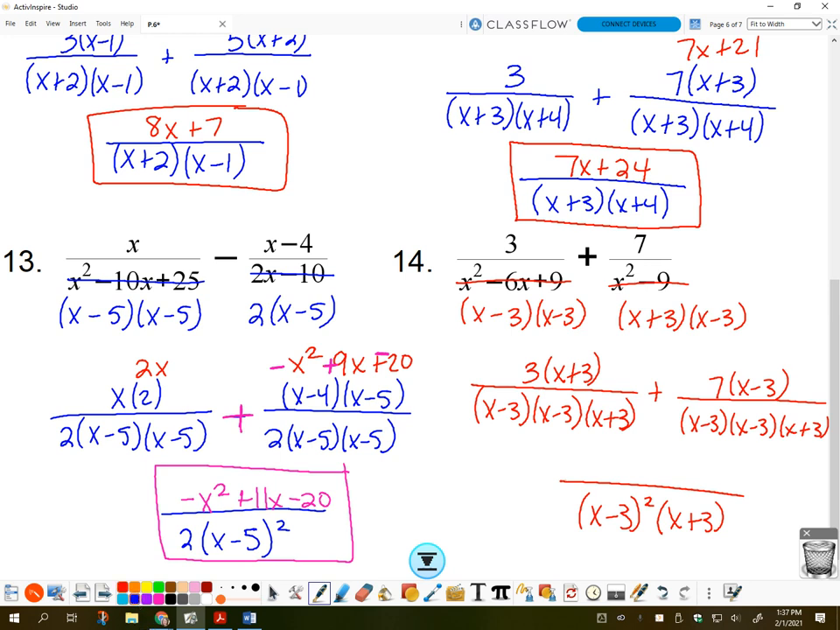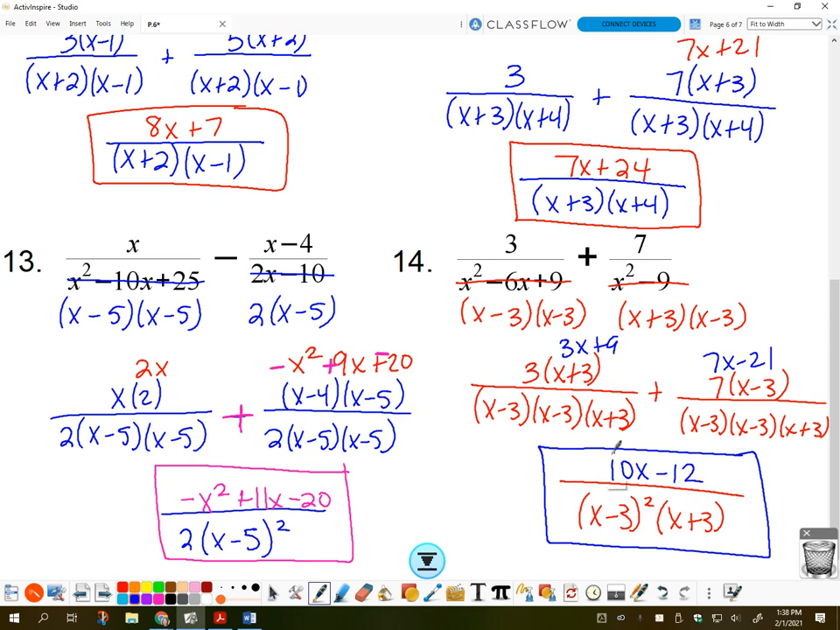Alright, so now, doing my multiplication, this is 3x plus 9. This is 7x minus 21. Combining like terms, you're going to get 10x and negative 12. Now this will factor, but if I try to take a 2 out of that, I'm not going to be left with a plain old x, so nothing's going to cancel. So there's no point in taking the time to do that. But always check and see if that numerator will factor and if something will cancel. If you can do that mentally, great. If not, if you need to write it down, that's fine too.